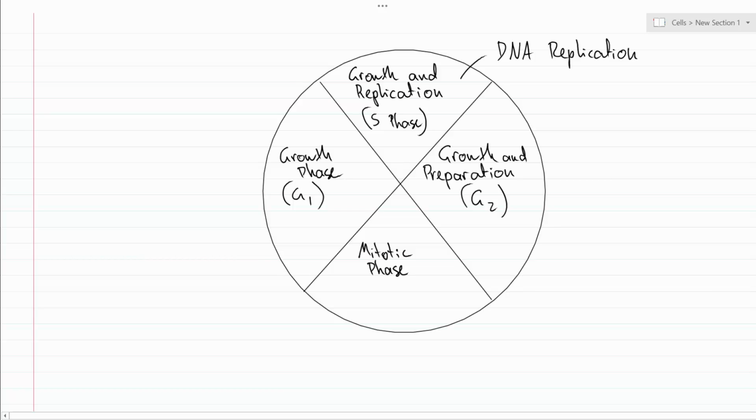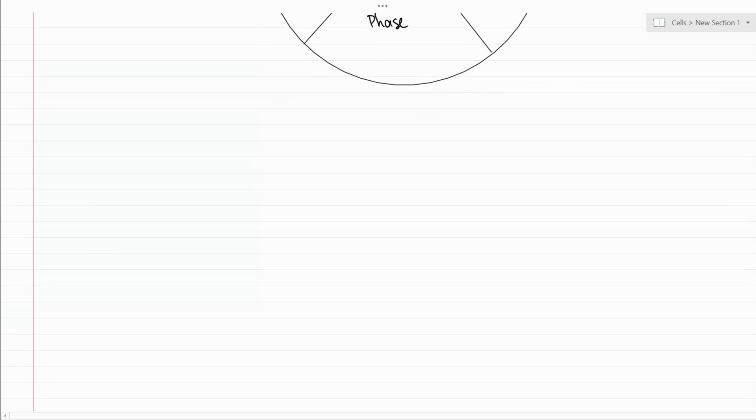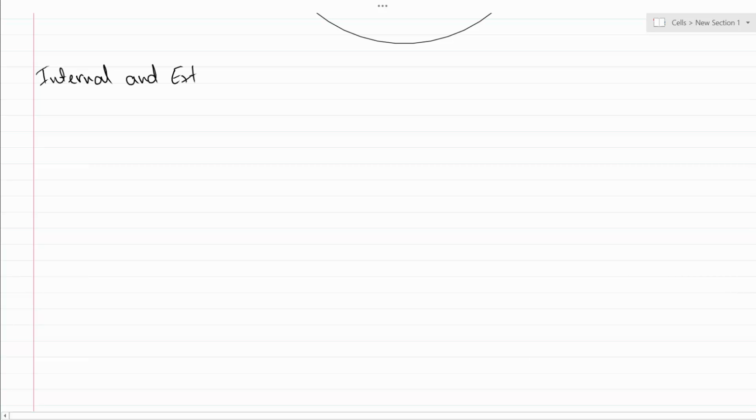So how does the cell know when to move through these different stages or steps in the cycle? There are a few different factors, internal or external, which control the movement through this cycle. So we have both internal and external factors which control the cell cycle, and along with that, division, because the cell cycle is largely related to cell division.